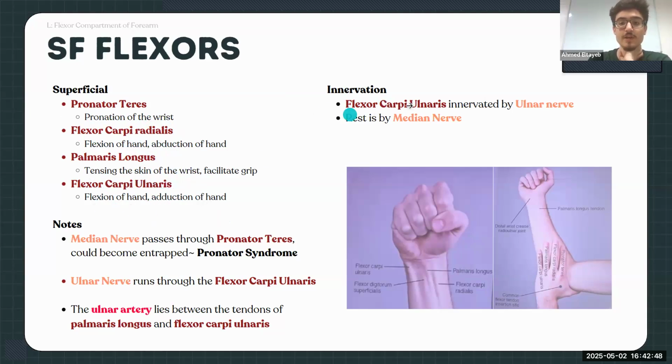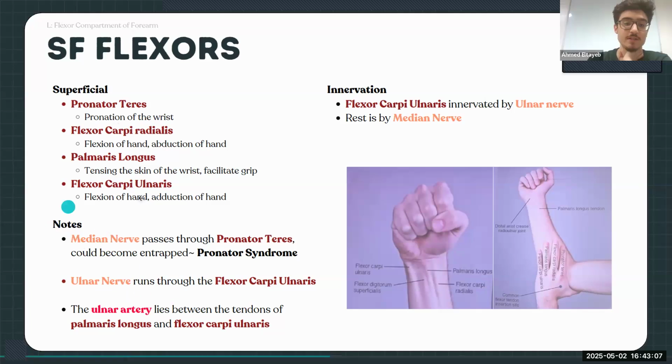Innervation, all of them except for flexor carpi ulnaris are innervated by the median nerve. So flexor carpi ulnaris is an imposter here, and it's innervated by the ulnar nerve. Whereas pronator teres, palmaris longus, and flexor carpi radialis are all innervated by the median nerve.